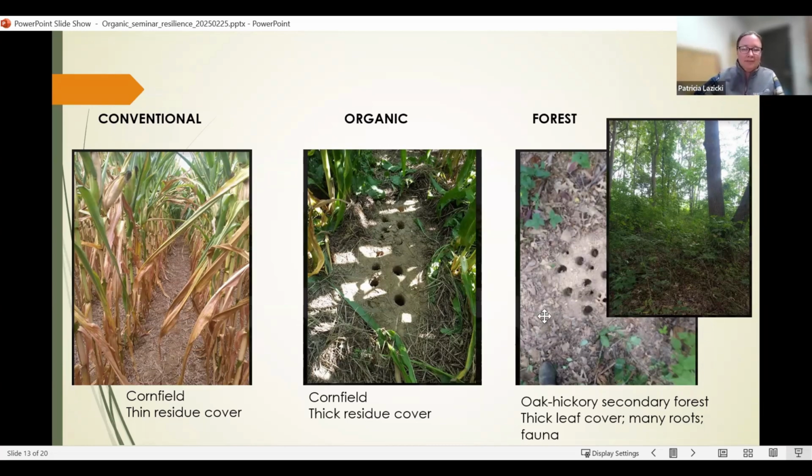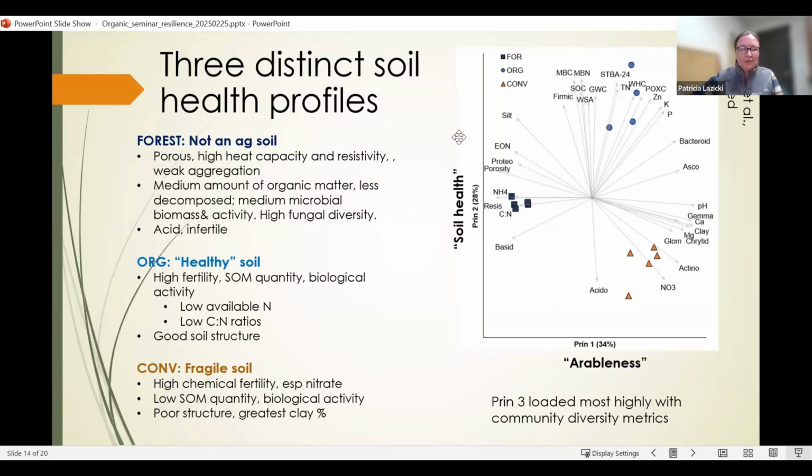So very different soils, and that's what showed up when I did my 10 million soil health tests. So I basically characterize each of them here. The forest soil was not an ag soil. It had the highest porosity, and like I was predicting, that went with a high heat capacity and resistivity, so heat didn't travel far in this soil.